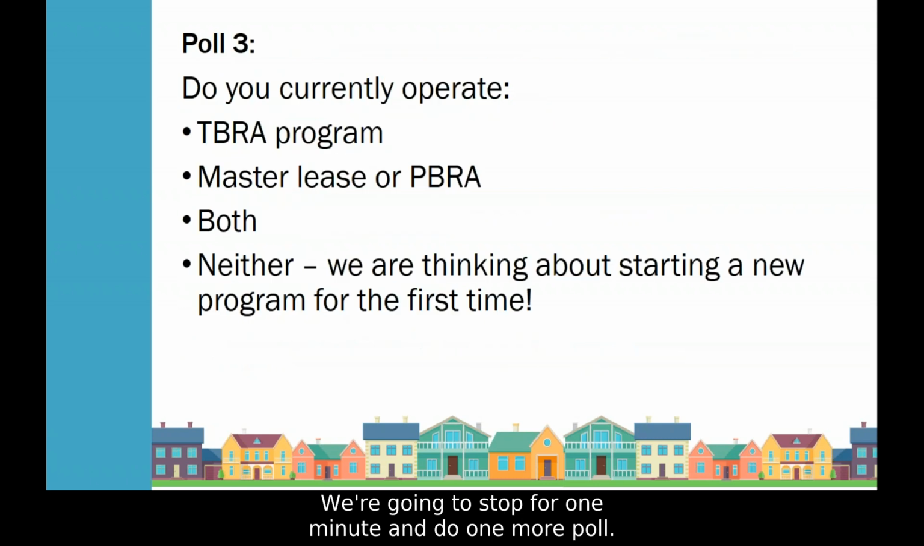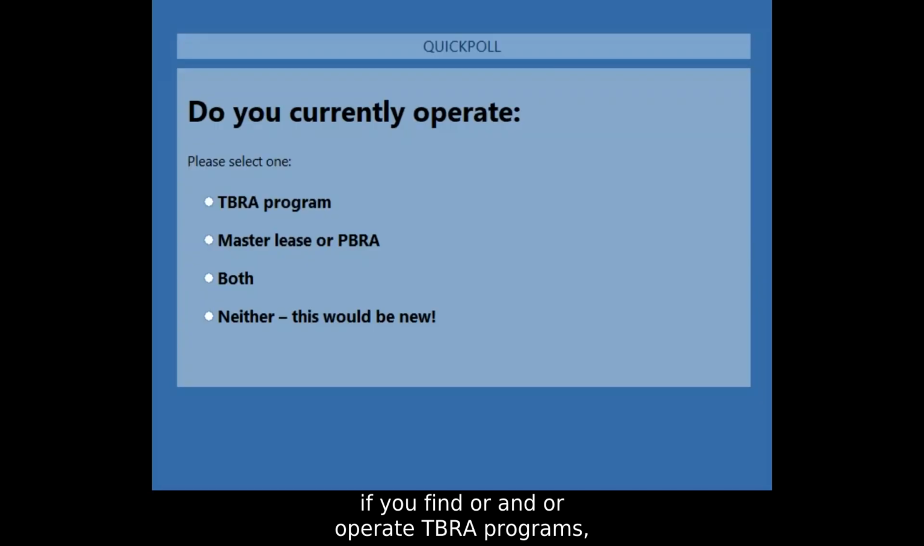We're going to stop for one more minute and do one more poll. Now that we've introduced what we're going to be focused on today, this is just to get a sense of if you're operating any of these. So if you could let us know, grantees, if you fund or operate TBRA programs, if you fund or operate master lease or project-based rental assistance, if you do both of those types of activities, or if you do neither of those and are not currently doing TBRA, master leasing, or project-based. Kim has launched the poll, so we're going to just wait a minute or two.